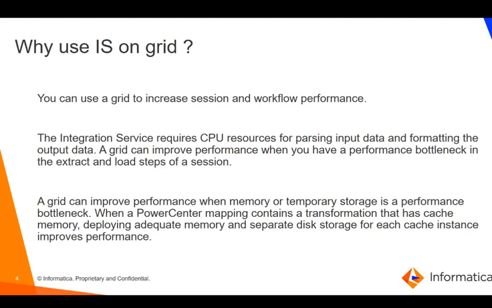So that's what the third point is. A grid can improve performance when memory or temporary storage is a performance bottleneck. So when a PowerCenter mapping contains a transformation that has, say, cache memory or deploying adequate memory and separate disk storage for each cache instance, then in those scenarios, a grid can improve the performance.